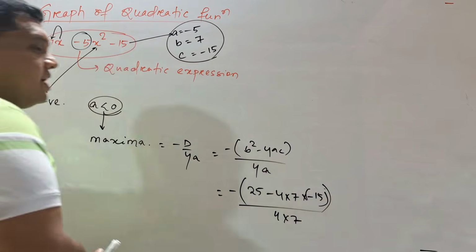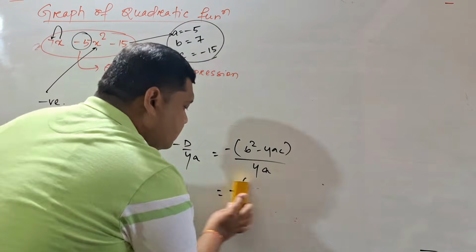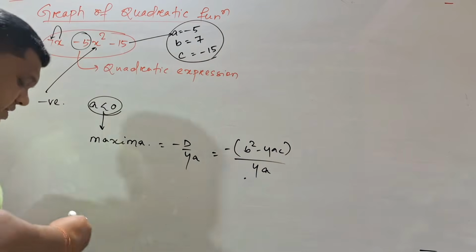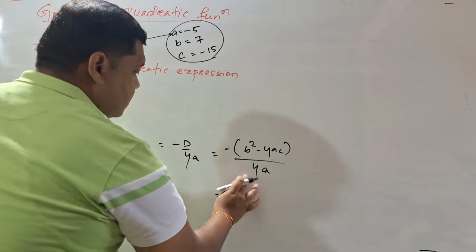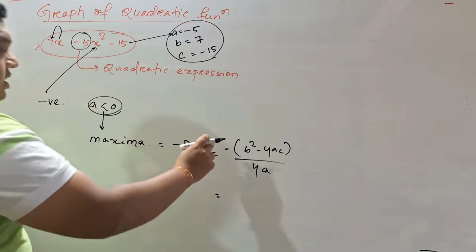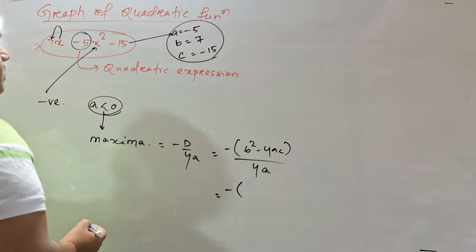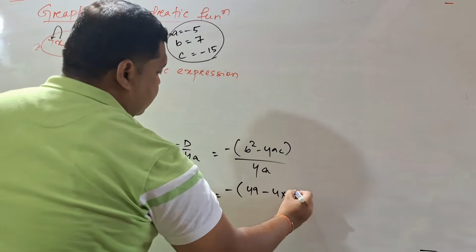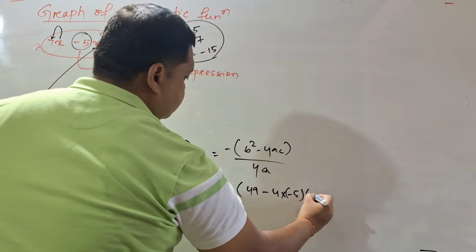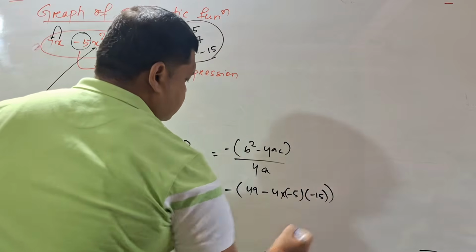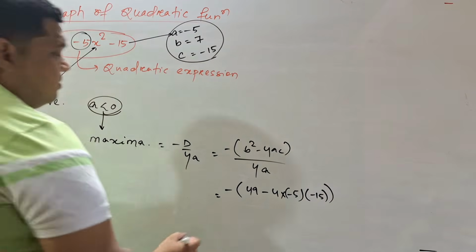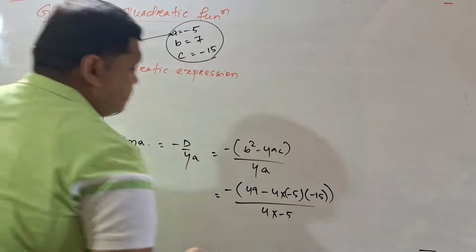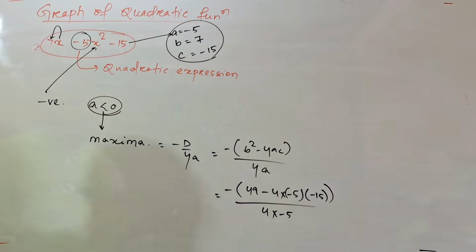So here if I apply the formula again, do you understand now? Maximum of the students, if they put this formula, they will get the wrong answer, and that answer is given in the options. So here what I will do: minus of b square means 7 square, 49, minus 4a, and here c is minus 15, then divided by 4a, and here a is minus 5.